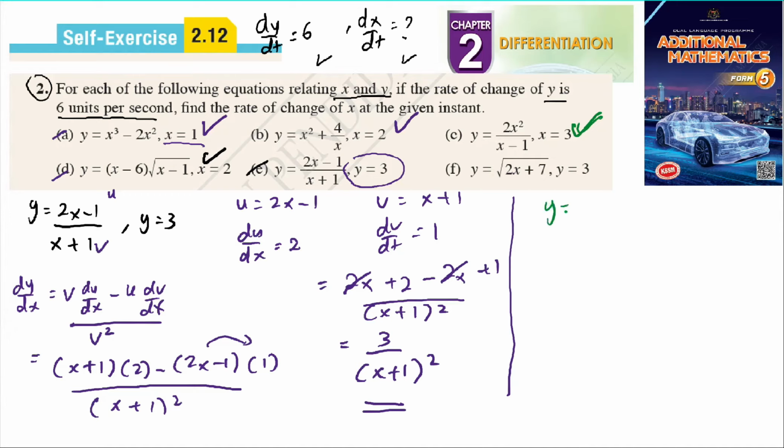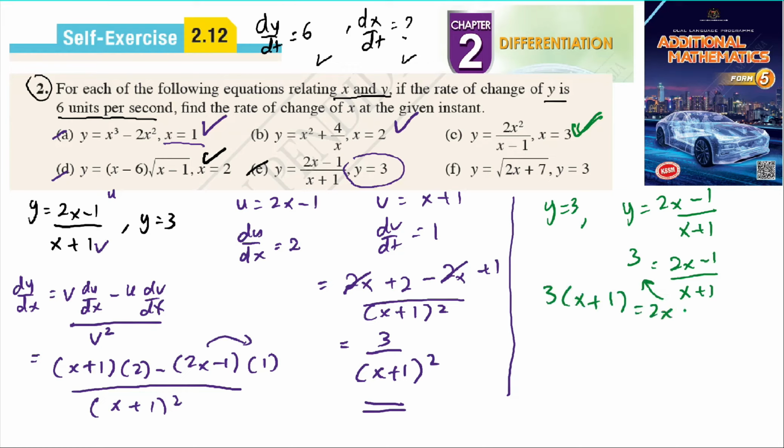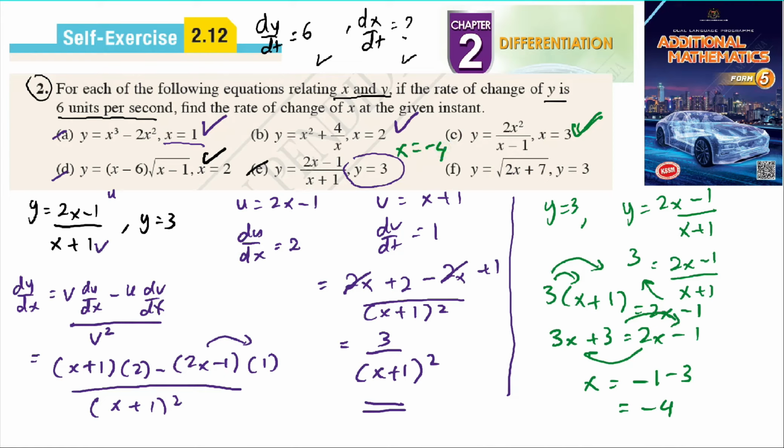So when y is equal to 3, we have the equation, right? y is equal to 2x minus 1 divided by x plus 1. So 3 is equal to 2x minus 1 divided by x plus 1. Bring to the other side. So 3 times x plus 1 is equal to 2x minus 1. 3 times x is 3x. 3 times 1 is plus 3, is equal to 2x minus 1. So bring to one side, 3x minus 2x is x. So 3 bring to the other side, negative 1 minus 3, we get negative 4. So we know at this one, x is equal to negative 4.